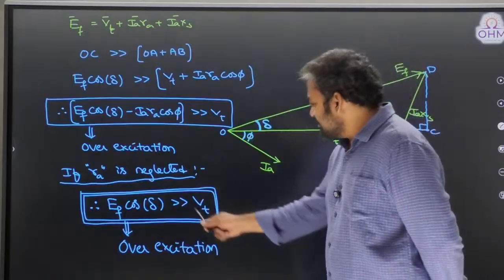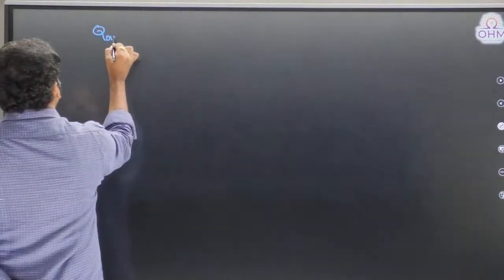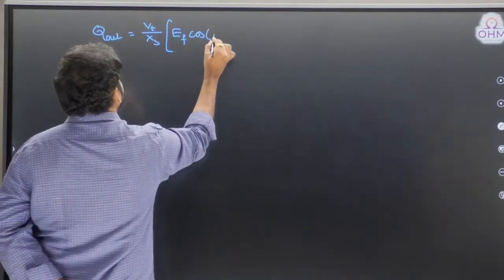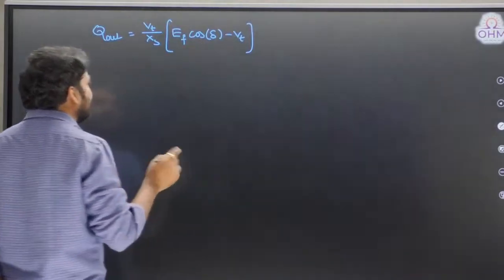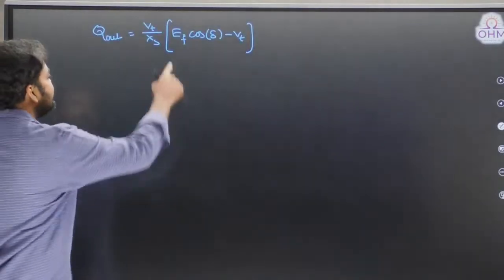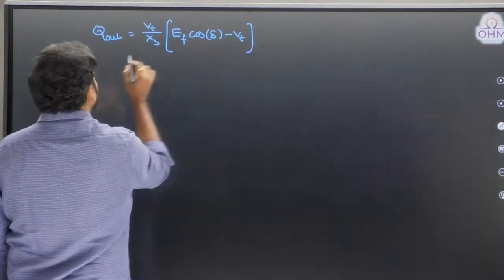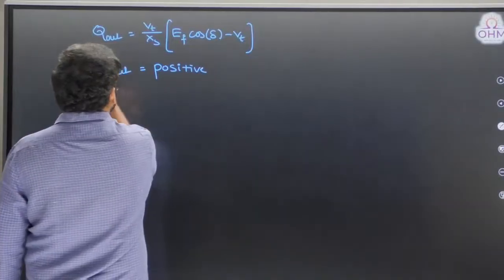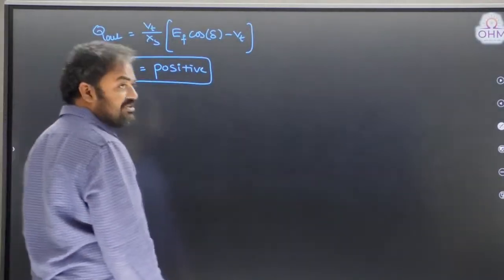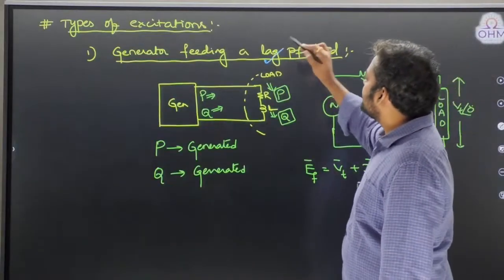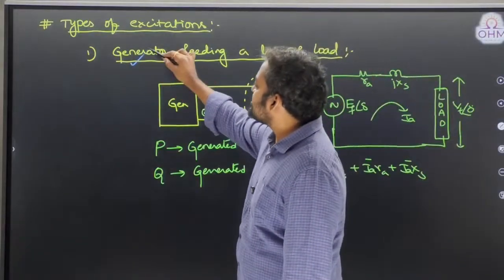Okay. Also, in this particular case, what if you calculate the reactive power equation? You remember what is the reactive power output of an alternator? VT by XS into EF cos delta minus VT. Remember, this is the equation when RA is neglected. And right now I said EF cos delta is greater than VT. If EF cos delta is greater than VT, this difference will become positive. Therefore, reactive power will become positive. So when the system is over-excited, reactive power is positive. And this over-excitation phenomenon we are observing when the machine is at which power factor? Lagging power factor.